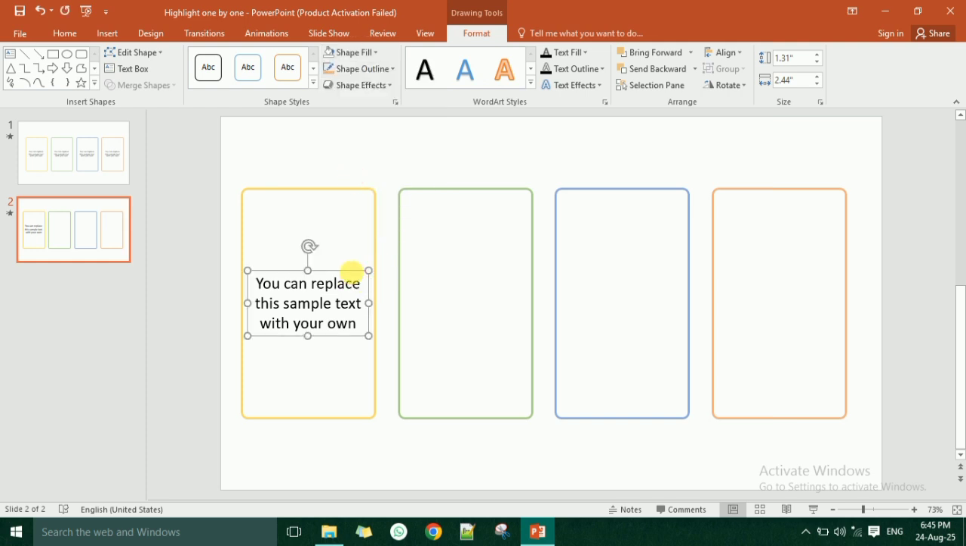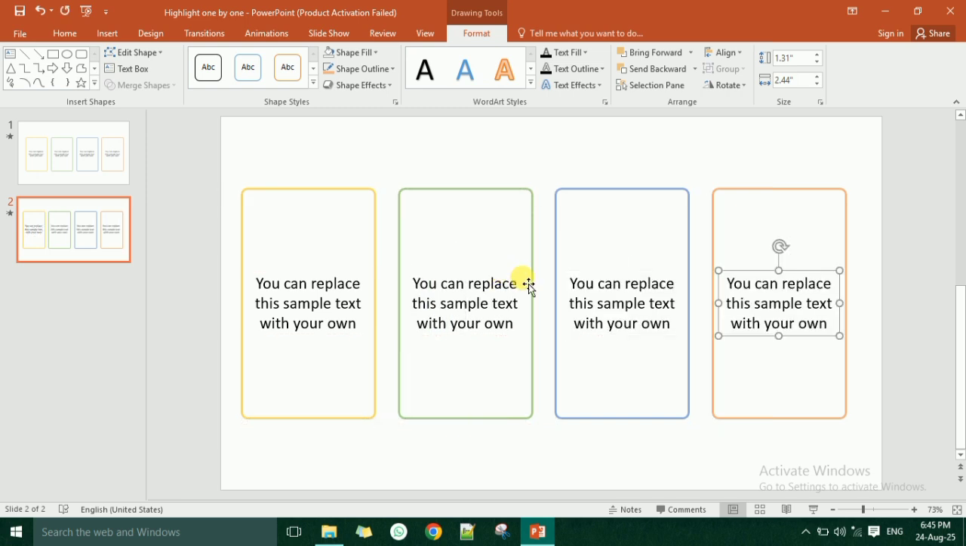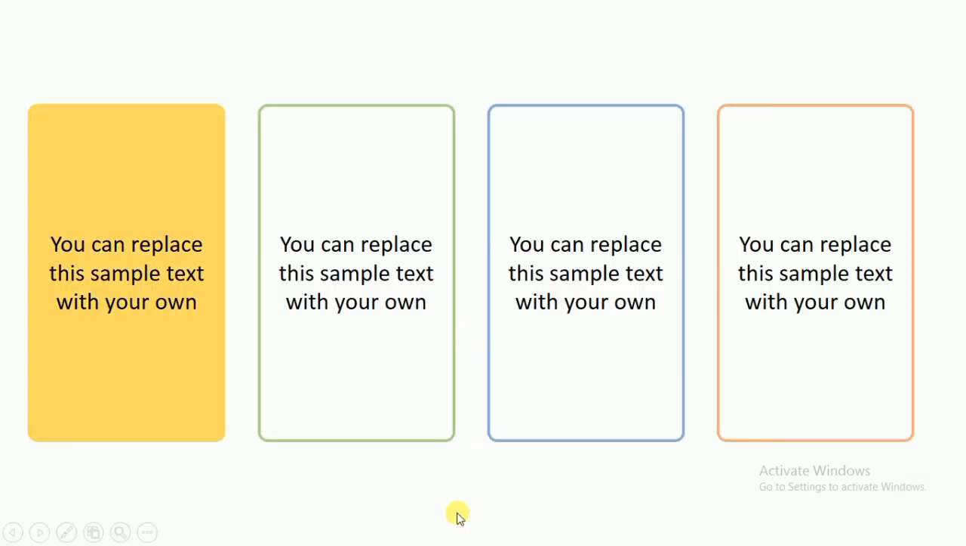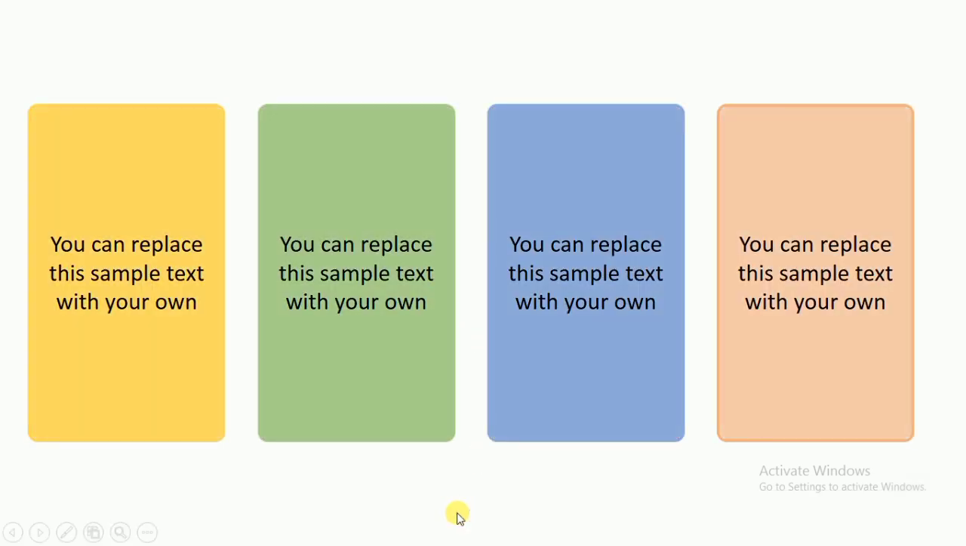Let us press Control D to duplicate it, and I will place it right here in the center, and you can again press Control D two times, and your texts are ready. You can edit them and replace them with your own. So now let us preview these animations. First click, second click, third click, and fourth click.